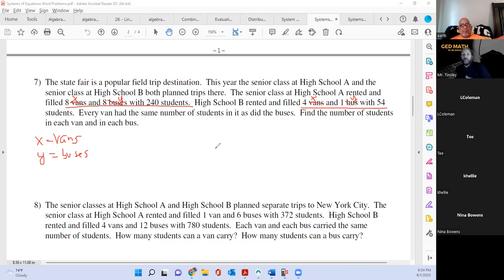What are going to be our 2 equations? Because we just identified our variables. Who said that X was vans? Latasha said our variable X is going to stand for our vans, and Y is going to stand for our buses. If you notice in this problem, instead of vans, I put X. Instead of buses, I put Y. So our first equation is going to be what?